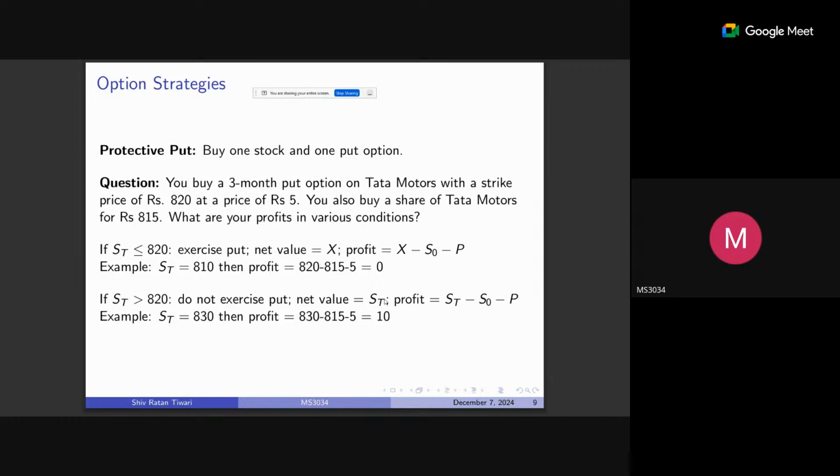Okay, I hope this is clear to you. So in this, what you are doing is putting a cap on your maximum potential loss. In this case, if your share price is anything below 820 rupees, for example 800 rupees instead of 810, your profit is 0. So you are not incurring any loss. But when the share price increases, if it is 850, then your profit will be 30 rupees. It will increase linearly in that case.